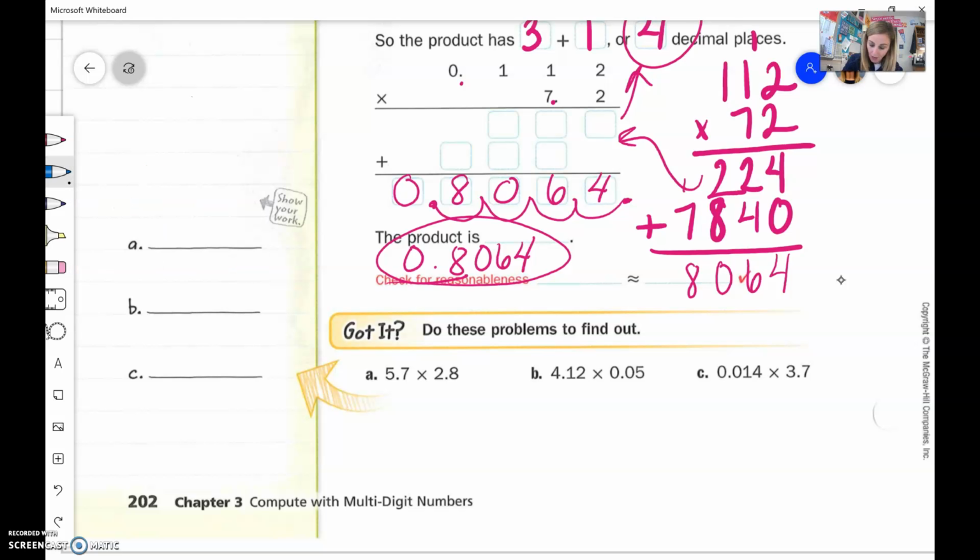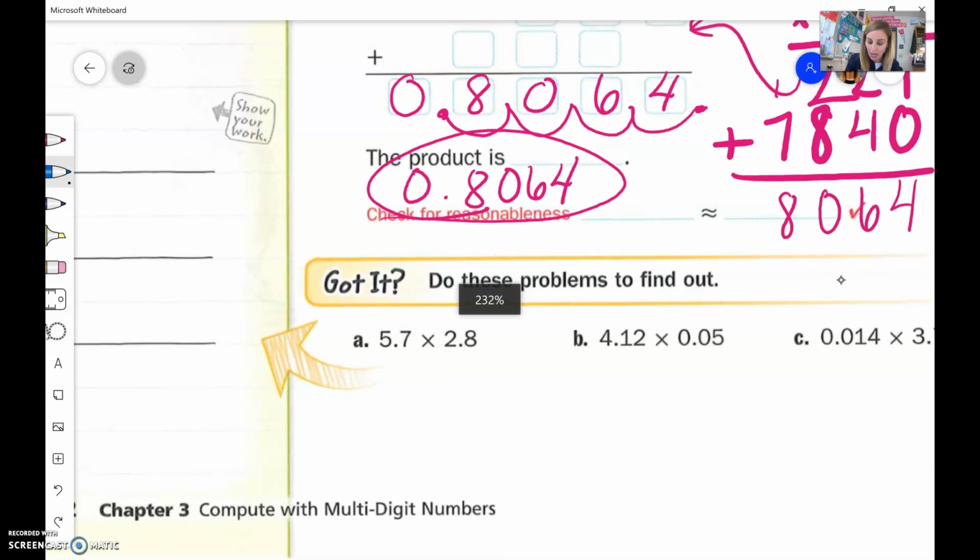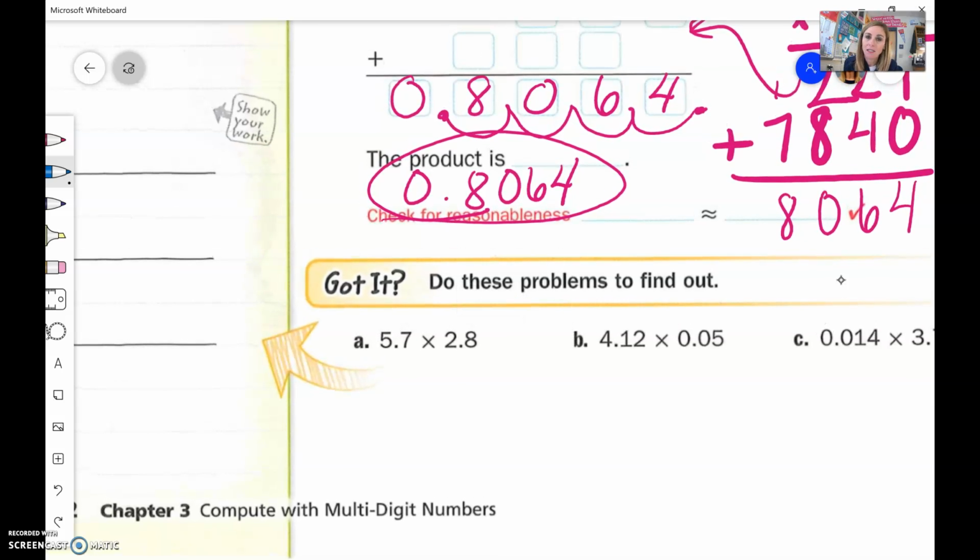There we go. Okay, so take a look at A: 5 and 7/10 times 2 and 8/10. So here I go. I'm going to move this out 1. I'm going to put a 1 up here. This is what you need to do to get a whole number. I moved it out 1, so in total I have moved it out 2, and I'm going to circle that and put that over on the side. I've taken them out.